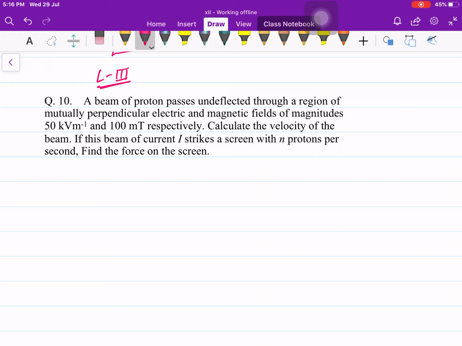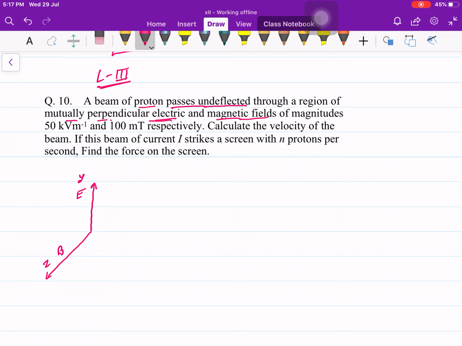A beam of proton passes undeflected through a region of mutually perpendicular electric and magnetic field. In this particular question, two fields are there, electric and magnetic field, both are mutually perpendicular. For example, assume that this is electric field E, it is in y direction. Another field, I can say it is z direction, magnetic field B.